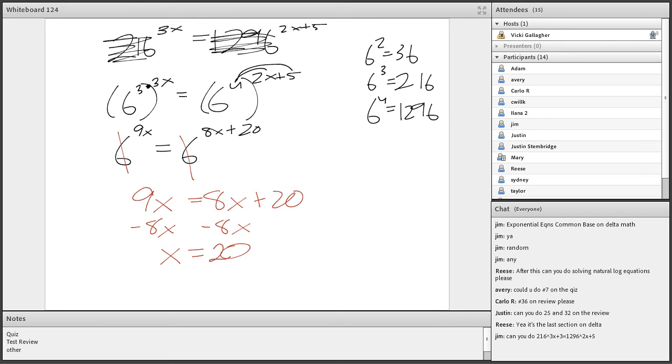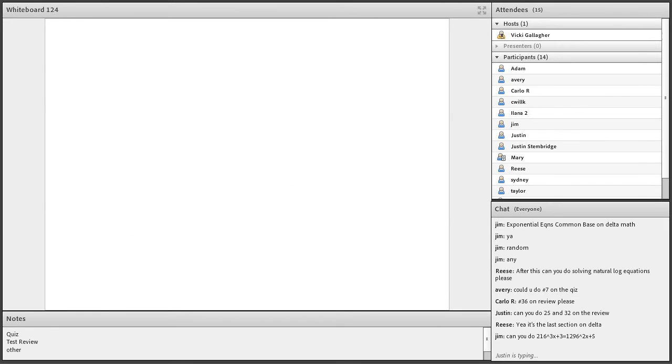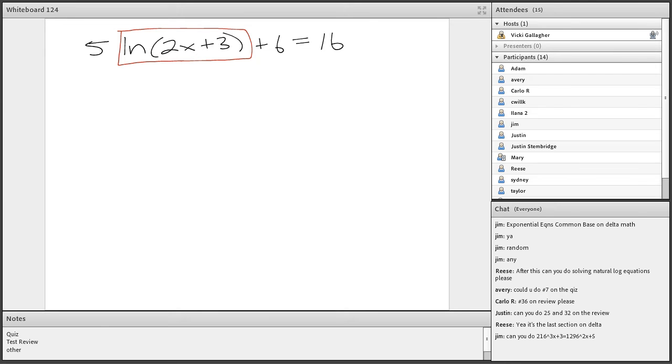All right. So Reese, I just clicked on that last section of Delta Math, and so I'm just going to do the first problem that came up, which for me is 5 natural log of 2x plus 3, plus 6 equals 16. So on a problem like this, you need to get the natural log part to be all by itself. That would be from here all the way to the end of that parentheses. So the parentheses is attaching the whole 2x plus 3 to the natural log.